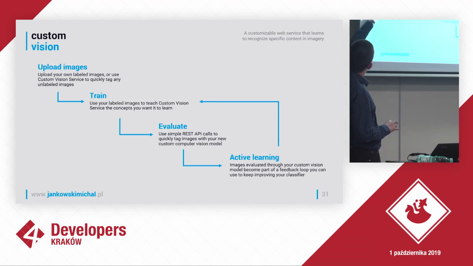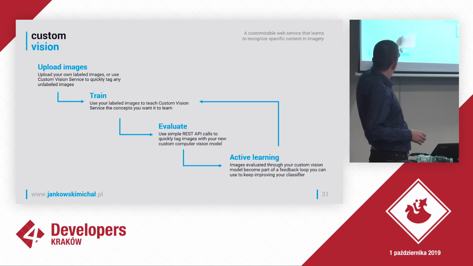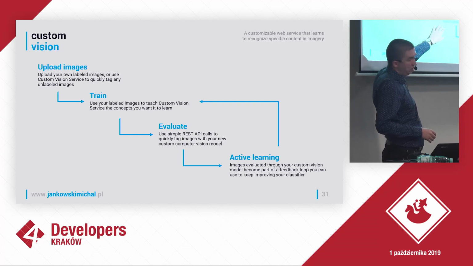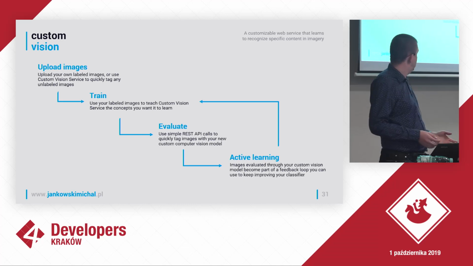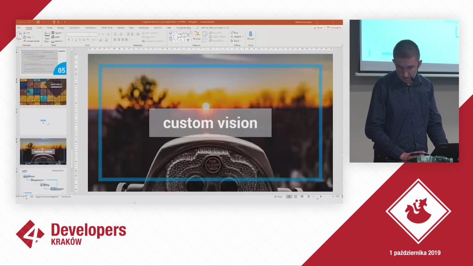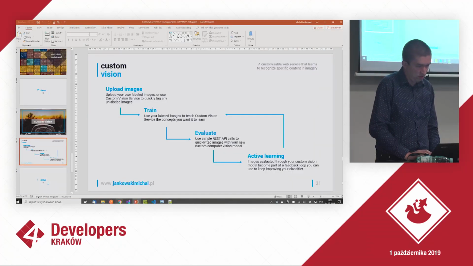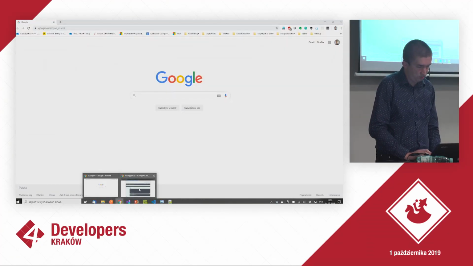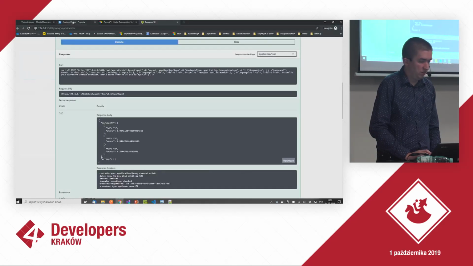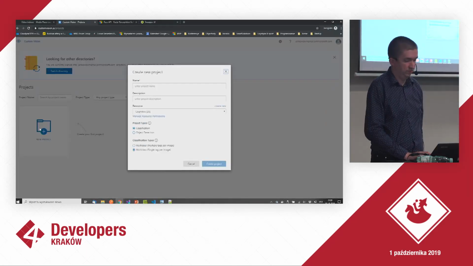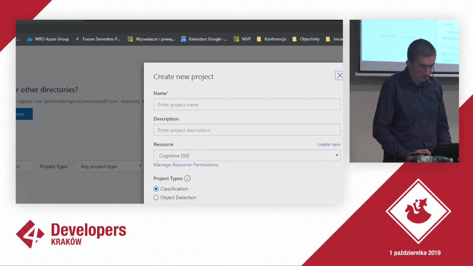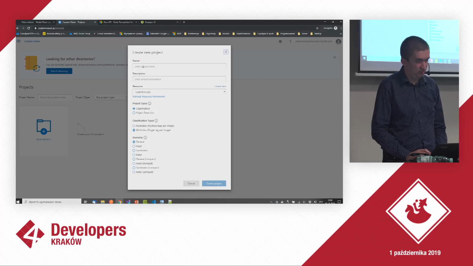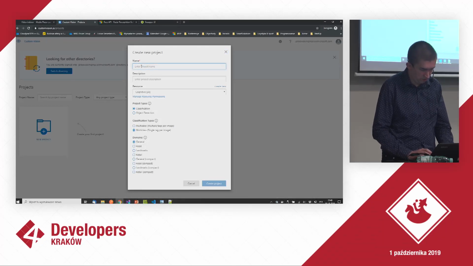It works very easily. We can upload a set of images, then train it and evaluate it. Of course, we need to check whether it's working correctly or not. And in the background, it can actively learn. Let's demonstrate how easy it is to create this kind of AI that will help us, for example, recognize something. So I open Custom Vision AI, and here the most difficult part is the name. So let's name it 4Developers.